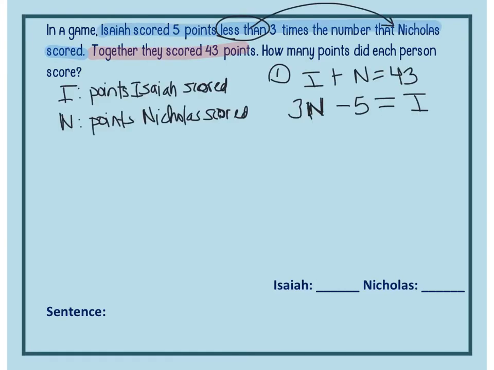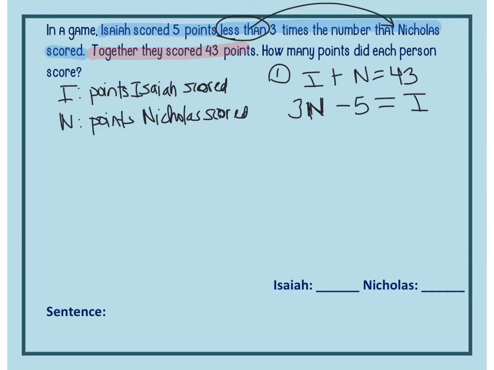I think the first equation, everybody usually gets this one right. It's this one that people have trouble with. So this reads 5 points less than what? Less than 3 times the amount Nicholas scored. Okay, so again, whenever you see the words less than, that means it comes at the end. So 5 points less than 3 times Nicholas.